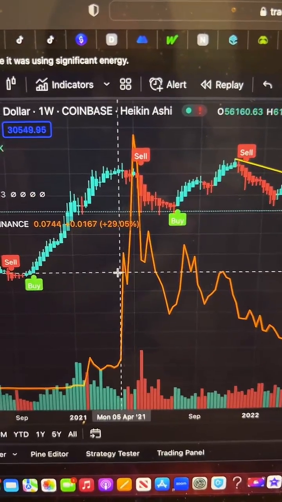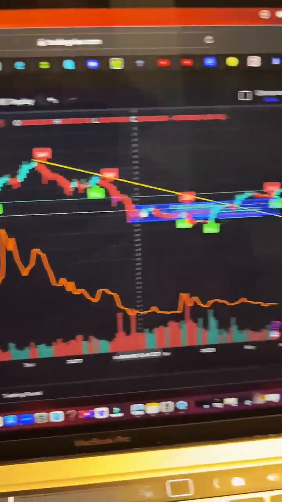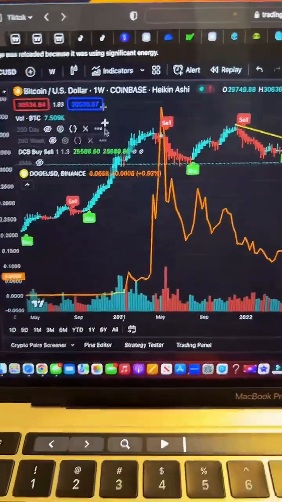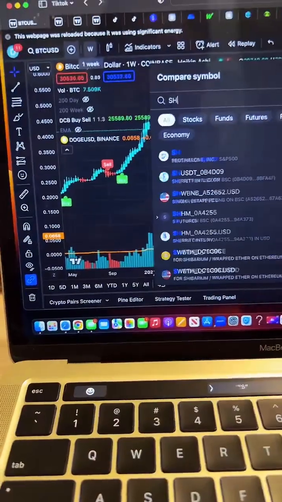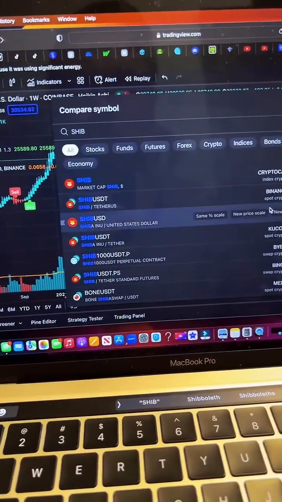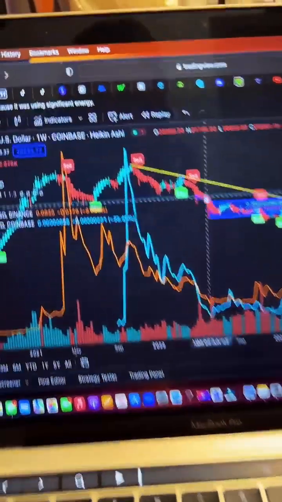And really, you don't even need to do that. When you see a meme coin come out of obscurity and just take off like that, let me add in one more. Let me add SHIB in again, just so we can see them both now. I mean, look at that.